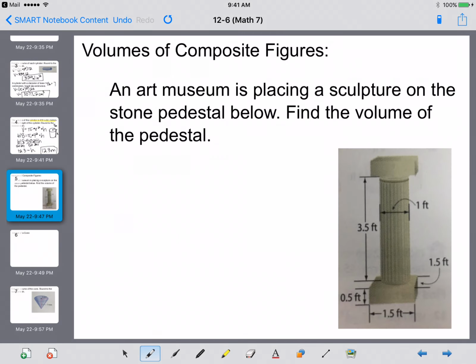Another example is having volumes of composite figures again. So it says an art museum is placing a sculpture on the stone pedestal below. Find the volume of the pedestal. So first things first, we have 3 shapes here. We have a rectangular prism, we have a cylinder, and we have another rectangular prism. So we need the volume of our rectangular prism and our cylinder. I'm going to label it CY, actually.